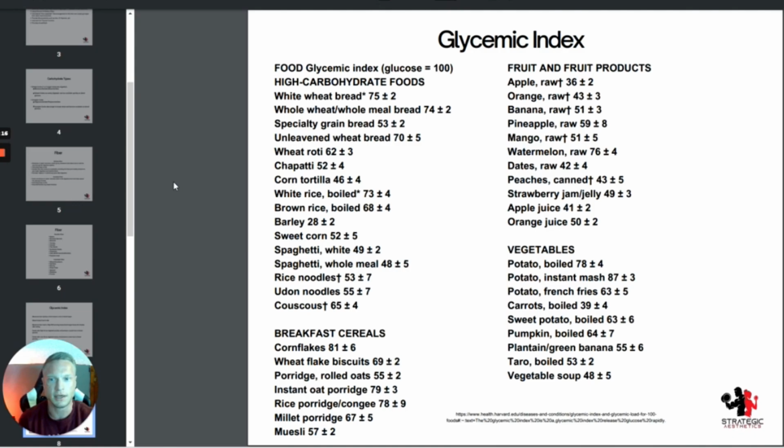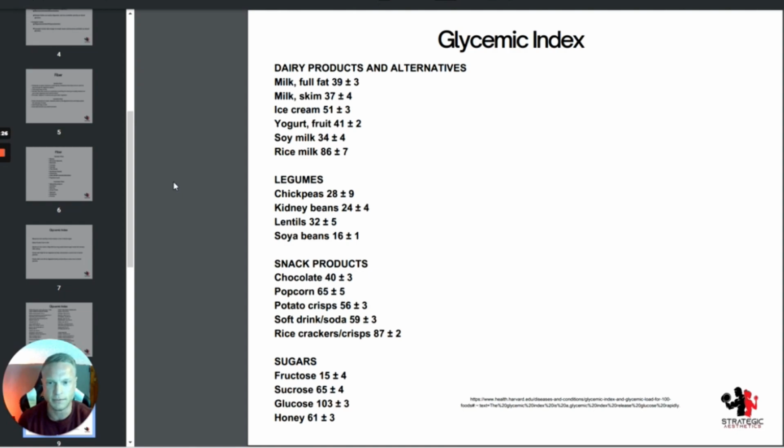So here is a glycemic index and some examples. You can find this on the internet. It's a very quick Google search. This is Harvard's glycemic index, their most recent published one. So you can find a variety of different things.